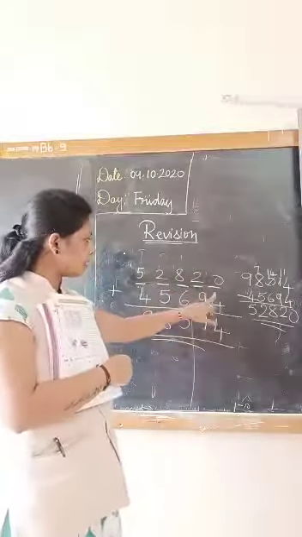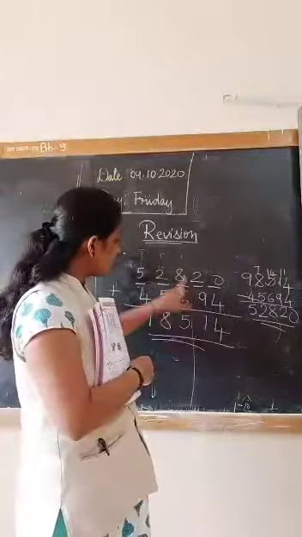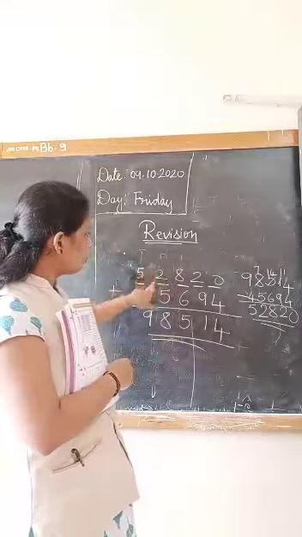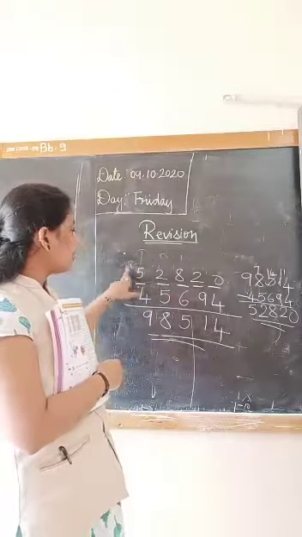Now just check. 0 plus 4 is 4. 2 plus 9 is 11. 1 carry over. 8 plus 1 is 9. 9 plus 6 is 15. 1 carry over. 2 plus 1, 3. 3 plus 5, 8. 5 plus 4 is 9.